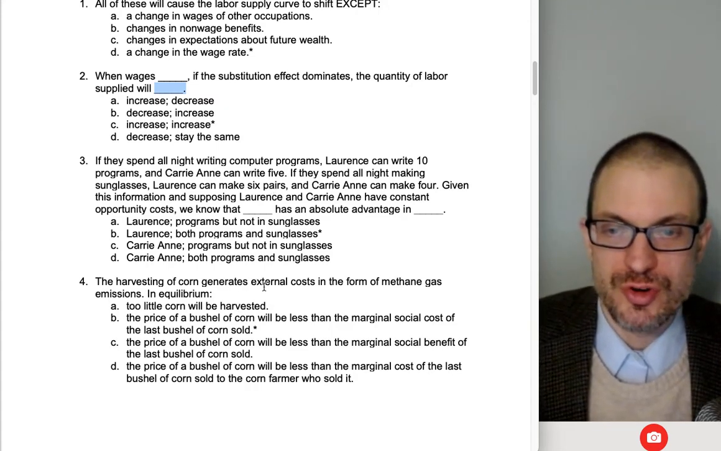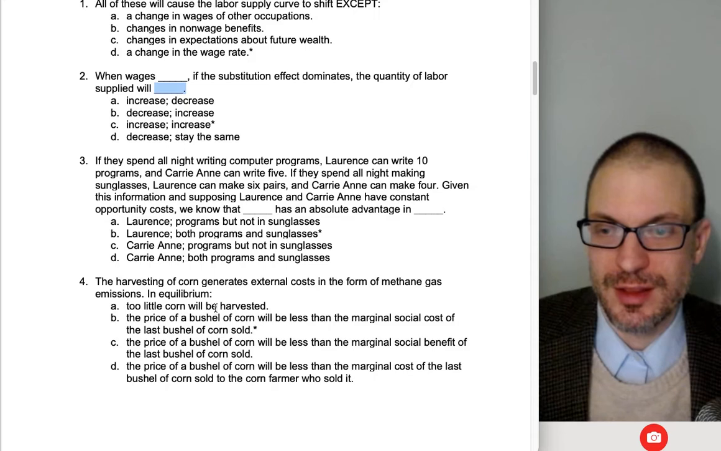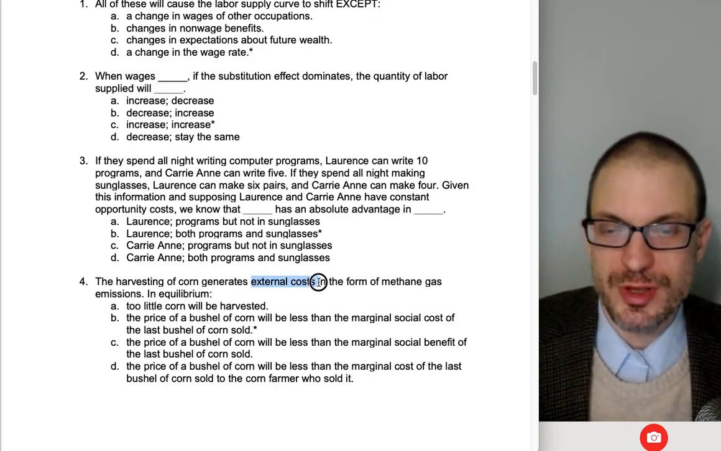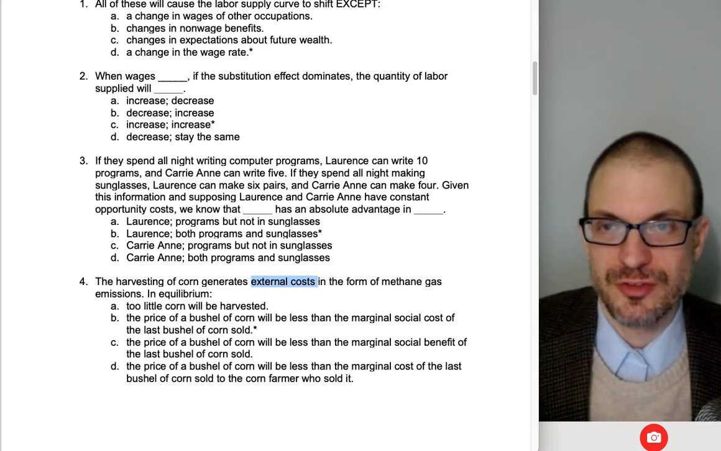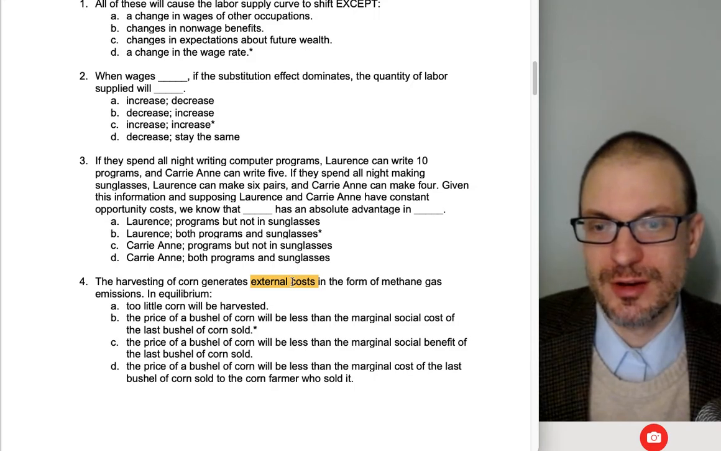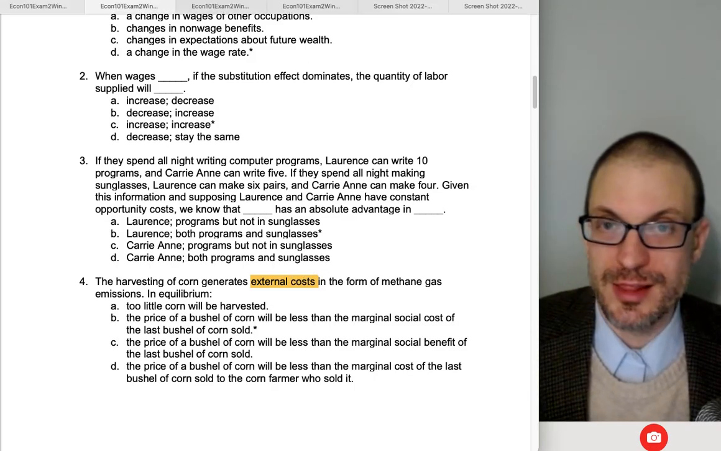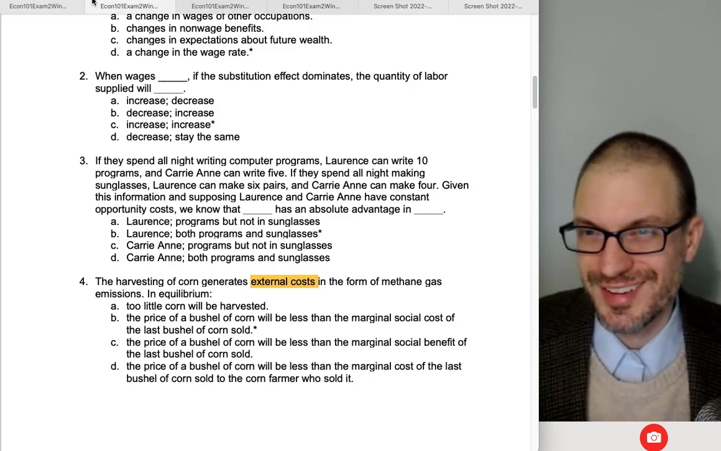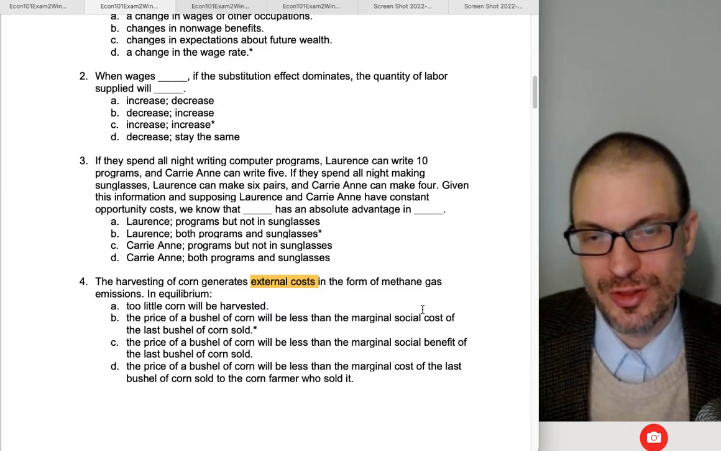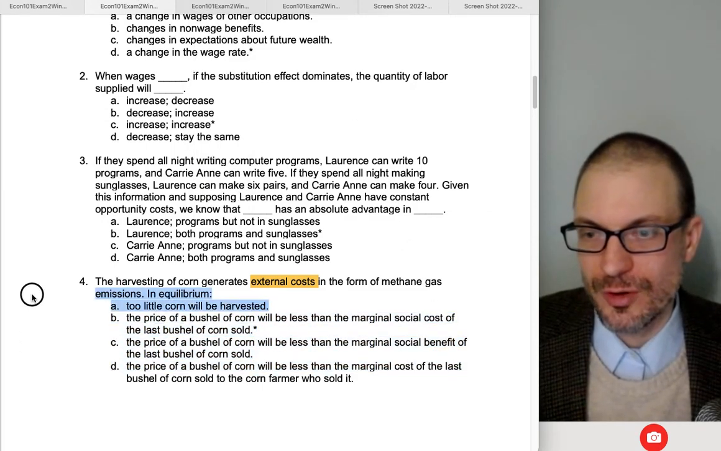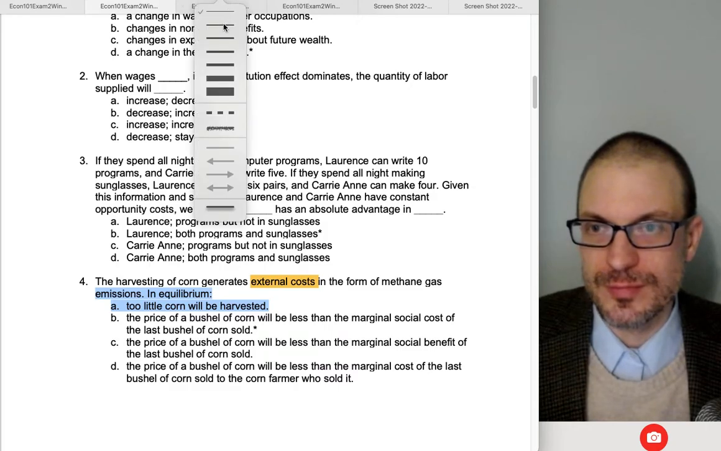The harvesting of corn generates external costs in the form of methane emissions. In equilibrium, it generates external costs, so we're looking at a negative externality situation. Good, I'm glad it highlighted external costs, because that's the key aspect to this question, although that's not what I was trying to do. So let's see.